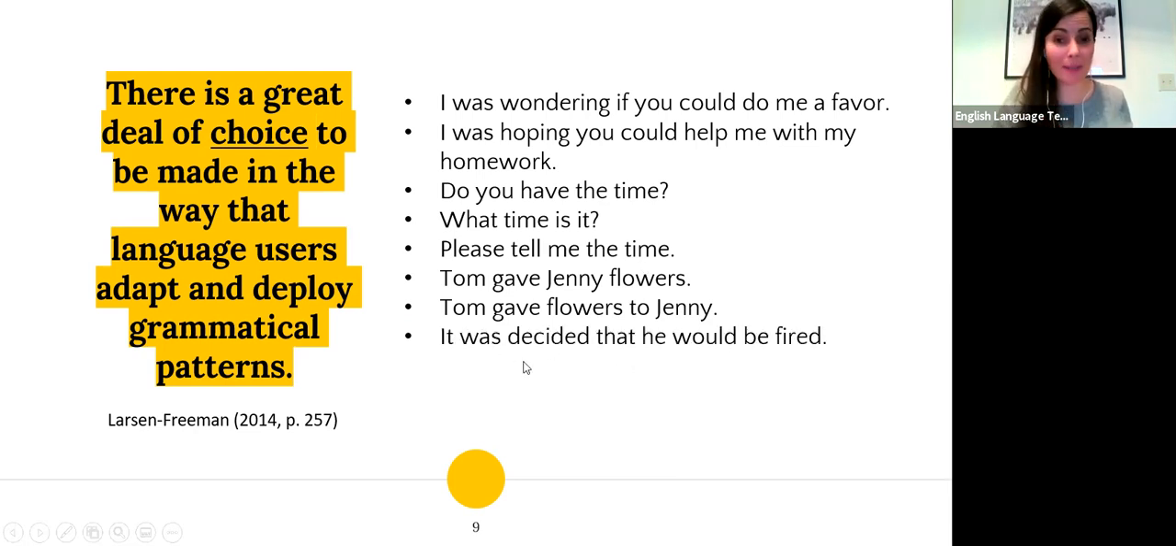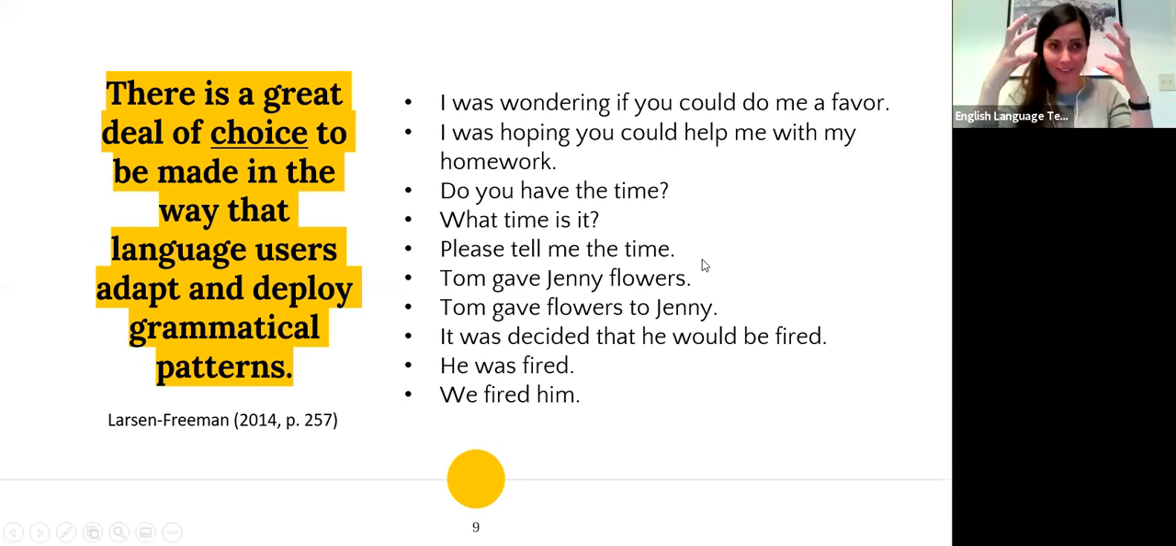How about it was decided that he would be fired, using the passive voice here with the it as a subject, right? As opposed to he was fired, or as opposed to we fired him, right? So the action is the same, he was fired, right? But the way we are saying certain things, it may be, oh, we want to admit who fired him, or we want to take responsibility for firing him, right? So they don't really mean exactly the same thing.